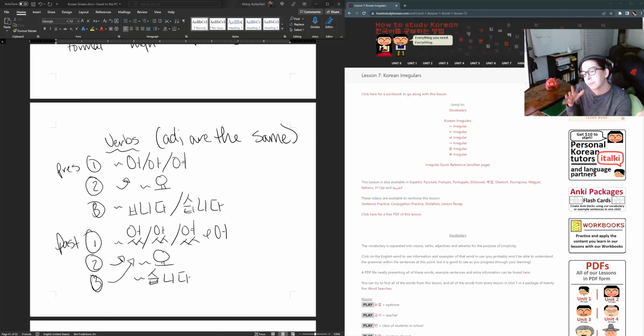Where were we? Okay. So present tense, formal high respect is going to be: if it ends with a vowel, you add ㅂ and then 니다. And if it ends with a consonant, you add 습니다 at the end. So 많다 would turn into 많습니다. There you go. You just made a formal high respect. Well, that's for present tense.